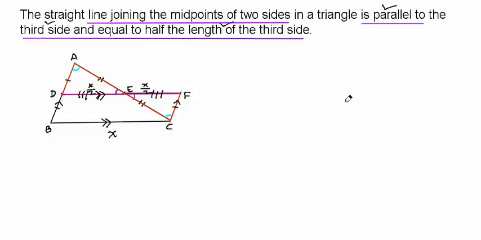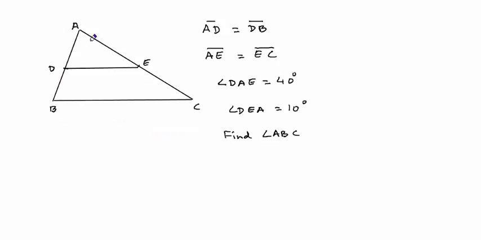Let's look at a simple problem related to the midpoint theorem. So we have a triangle ABC. It's given that the length of the line segment AD, A to D, is the same length as DB, D to B. That means D is the midpoint of AB. So this is the same length as this. In the same way, AE is the same length as EC, which means E is the midpoint of AC. So this length is the same length as this length.